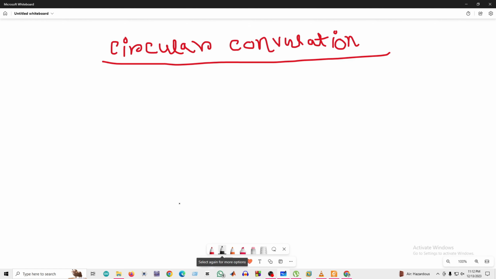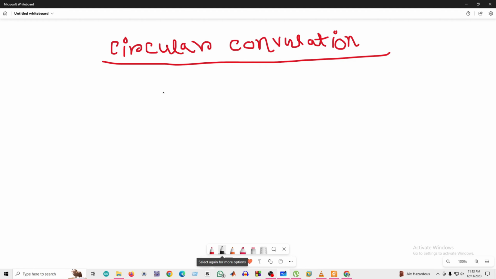So in this segment, basically, we will see the circular convolution. After the end of the segment, students should be able to express what the circular convolution is. So let me just start with an example.